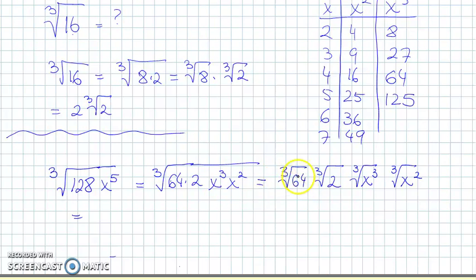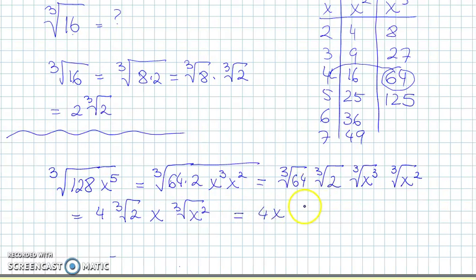So the cube root of 64. What is the cube root of 64? That's 4. The cube root of 2, you cannot do anything. The cube root of x to the power of 3 is just x. And the cube root of x squared. So just to finish it nicely, you will write 4x in the front, and you will combine the 2 other terms because they are the same root.